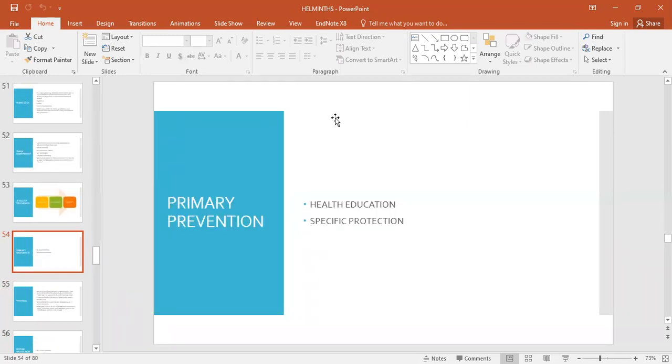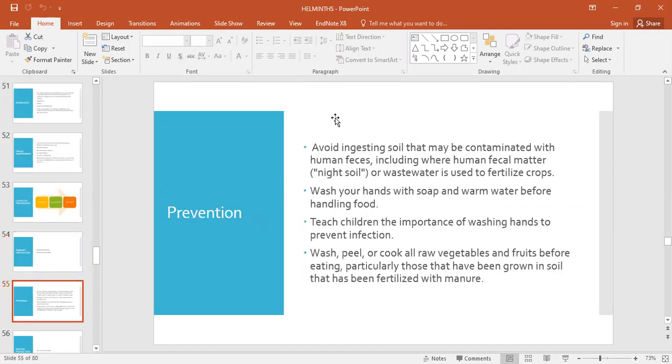Prevention, which includes health education and specific protection. Avoid ingesting soil that may be contaminated with feces, including where human fecal matter, night soil, or wastewater is used to fertilize crops. Wash your hands with warm water and soap before handling food. Teach children the importance of washing hands to prevent infection. Wash, peel, or cook all raw vegetables and fruits before eating, particularly those that have been grown in soil that has been fertilized with manure.